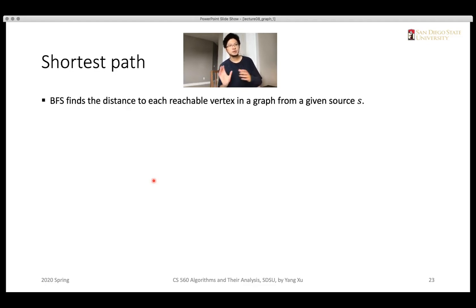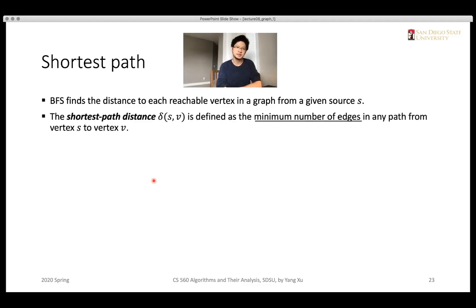So a little bit more about the concept of shortest path. BFS can find the distance to each reachable vertex in the graph from a given source vertex S. So we can define the shortest path distance between two vertices, say S and V, delta of S and V, as the minimum number of edges in any path from vertex S to vertex V. Okay, so it is defined by the number of edges, and any path that has the minimum number of edges, we call it a shortest path.